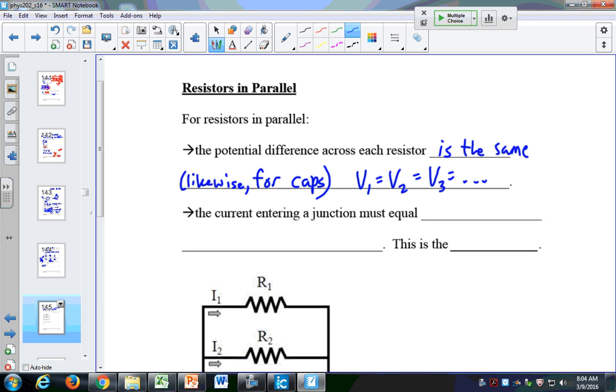Also recognize that the resistors are independent of one another when they're in parallel. Likewise, this works for capacitors. So if I take out a resistor, it doesn't affect any of the other resistors that are in parallel. They're completely independent of one another. Also, the current entering a junction must equal the total current leaving a junction.